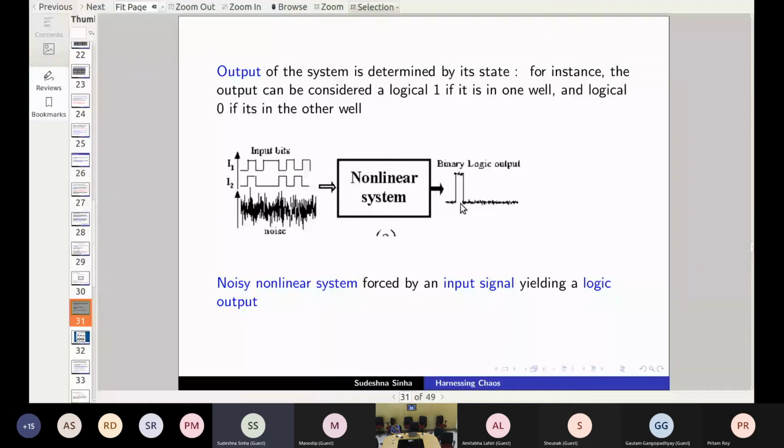It can't just do the standard thing which a noisy system does, which is jump back and forth. That is not going to cut it. It has to jump only in accordance with the truth table. That is the hard part.